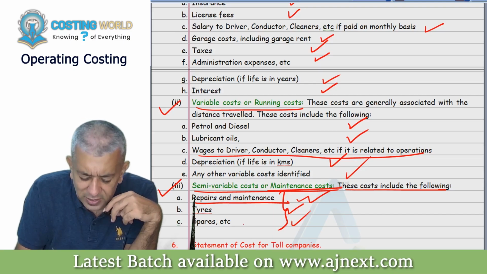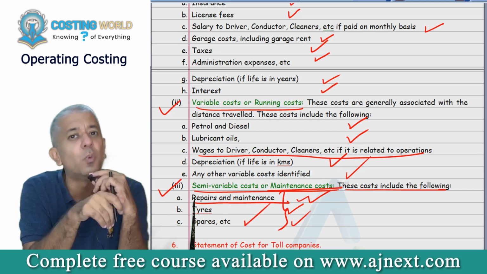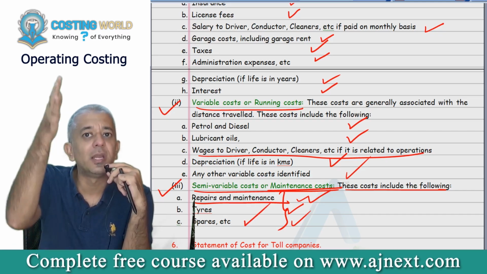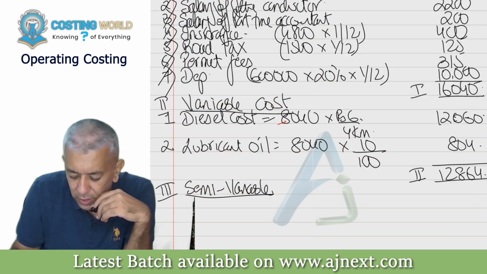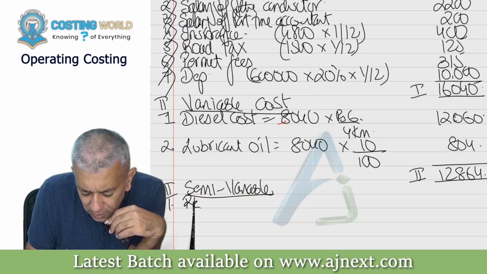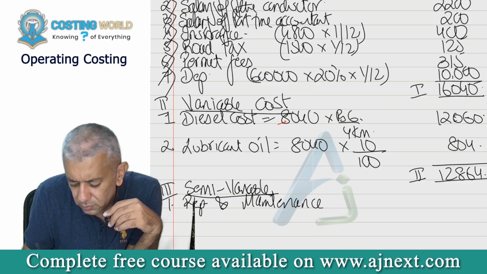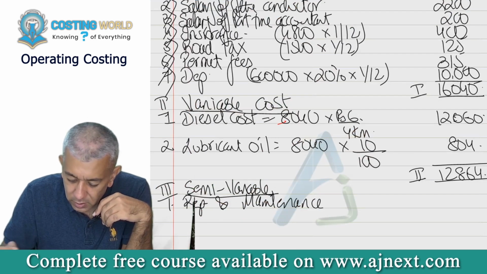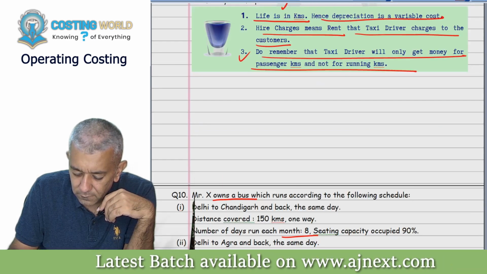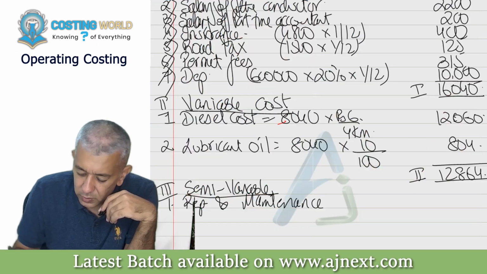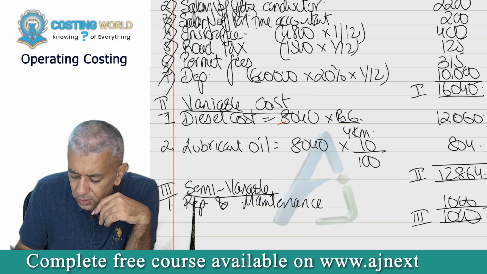If there is some other thing like spares, that also you can put in this, or you can put in fixed. As I've told, it is more important that the expense should be written in the list. Where it is written will not matter much. Your answer in any case is not going to change here. So here there is repair and maintenance, so we'll put that. Repair and maintenance 1000. I guess this will become your Roman number 3, 1000.